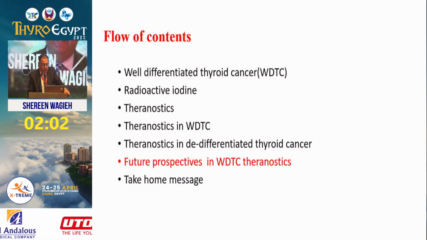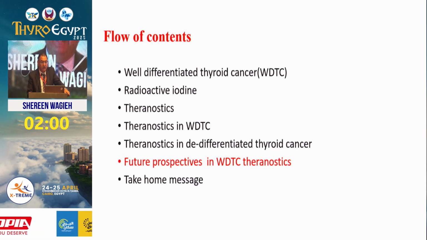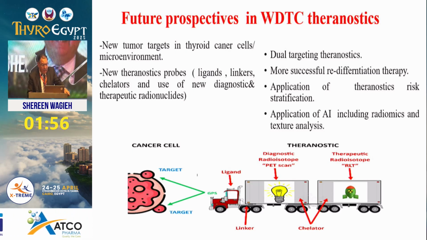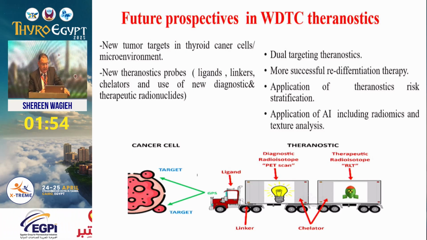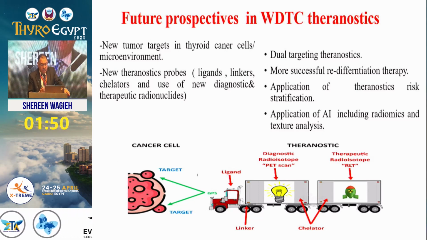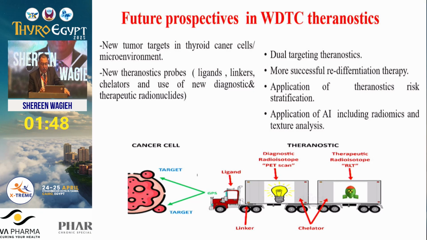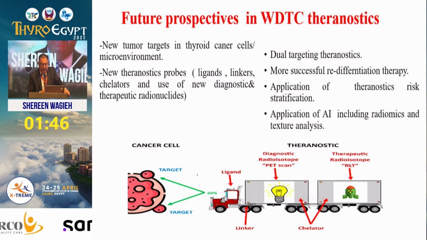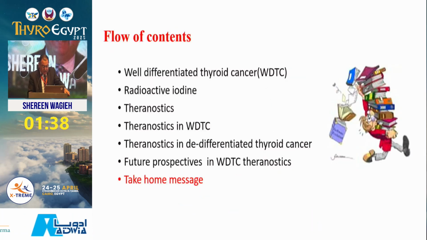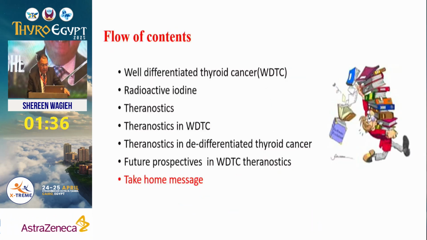Now we come to the future perspectives in well-differentiated thyroid cancer theranostics. We can look for new tumor targets in thyroid cancer cells or in the microenvironment, new theranostic probes. We can use dual targeting theranostics. We can use more successful redifferentiation therapy together with application of theranostic risk stratification and application of artificial intelligence, including radiomics and texture analysis.